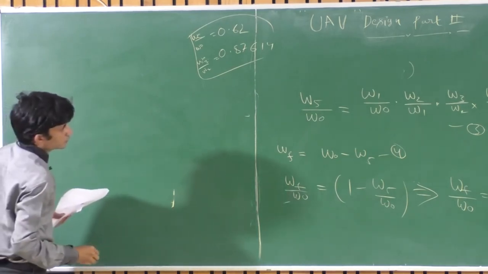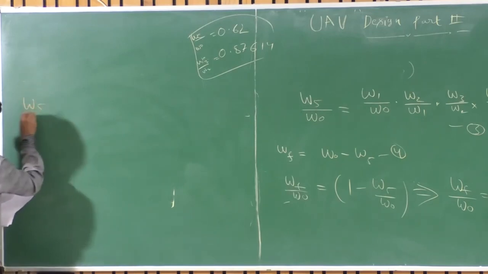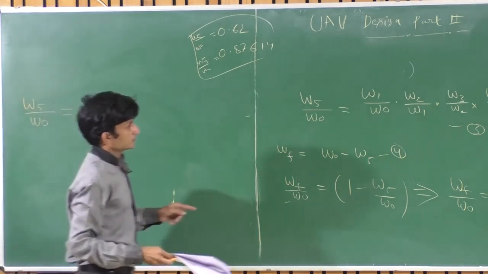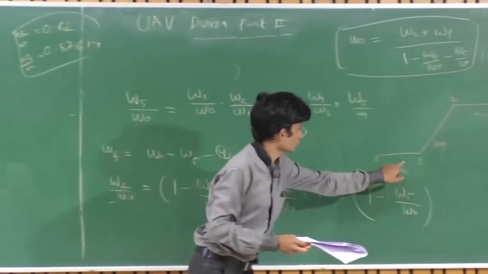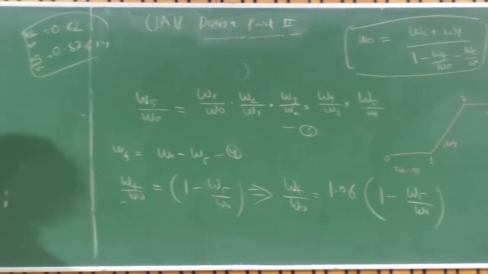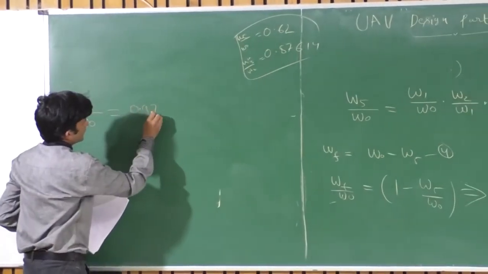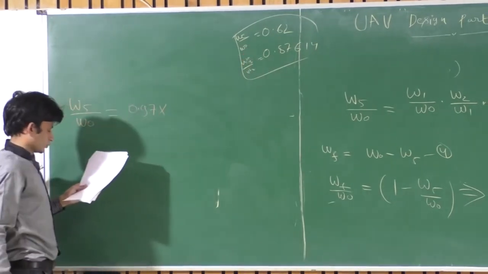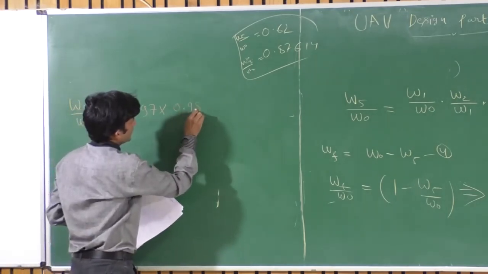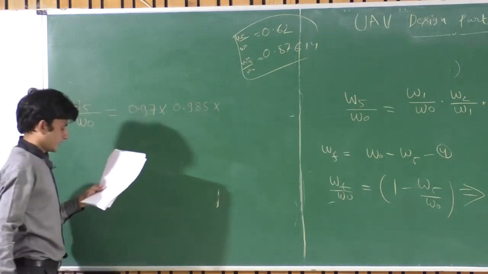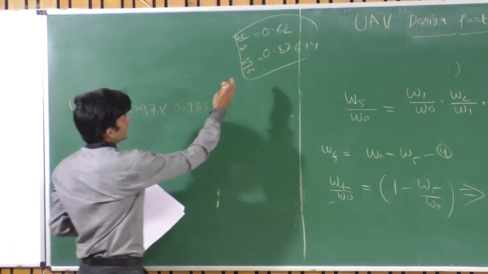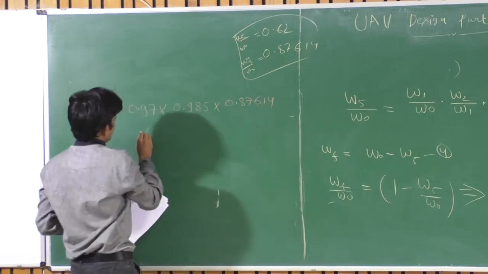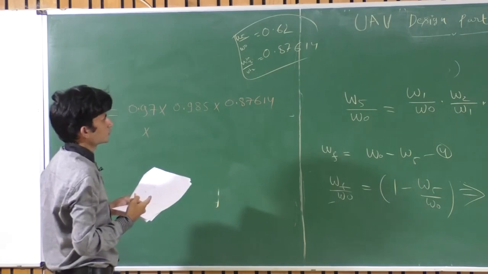So just closely observe equation 3, W5 by W0. W1 by W0, means from 0 to 1, the ratio in the literature survey you will get 0.97 for this weight category of aircraft, similarly as you got here WE by W0. And W2 by W1 will be 0.985. And W3 by W2, you already got the very correct value, right? Very correct value. And then W4 by W3.